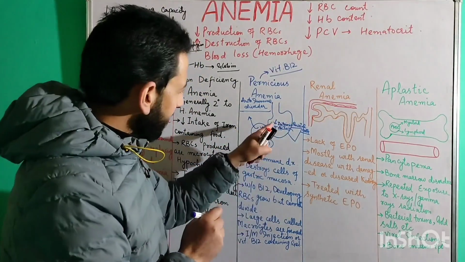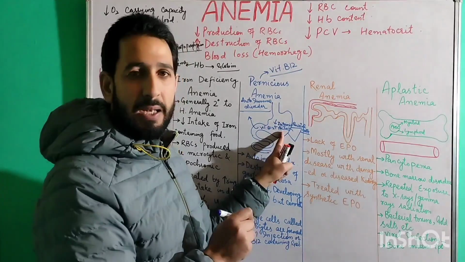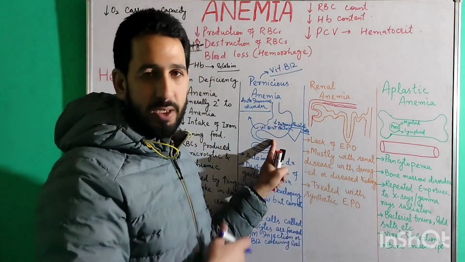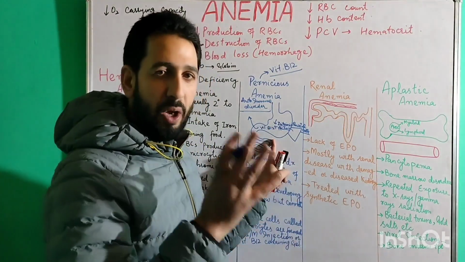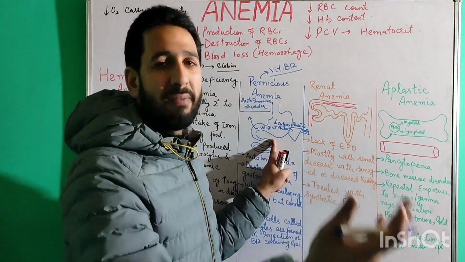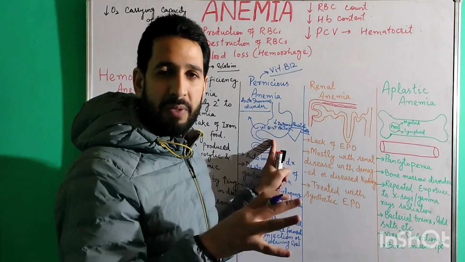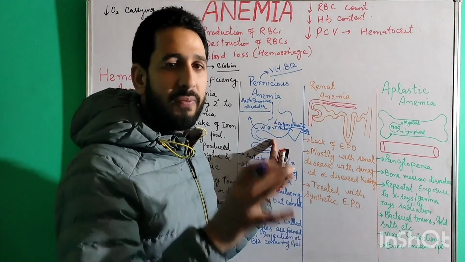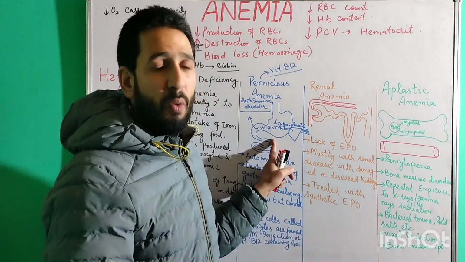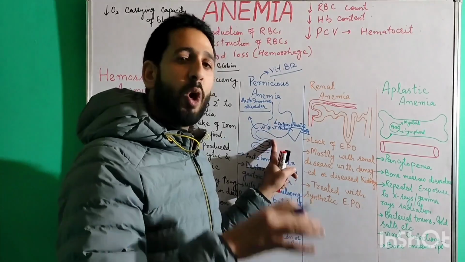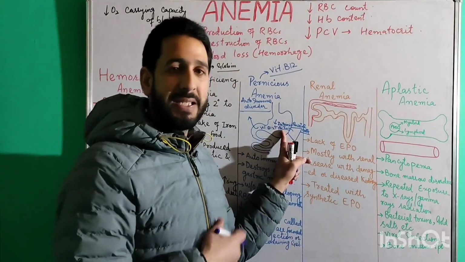Right? And when there is decreased intrinsic factor available, that means decreased vitamin B12 will be absorbed into the circulation. And a decreased amount of vitamin B12 is going to be available for the process of erythropoiesis. So it is technically, अगर हम देखें, it is not the deficiency of vitamin B12. Vitamin B12 हम डाइट के साथ लेते ही है. It is because of the deficiency of intrinsic factor.